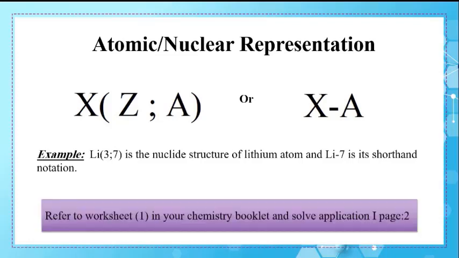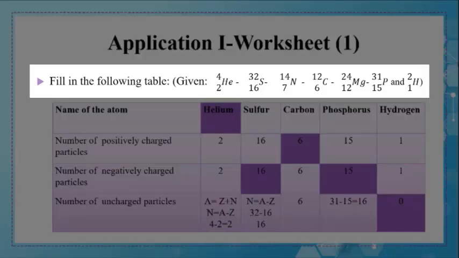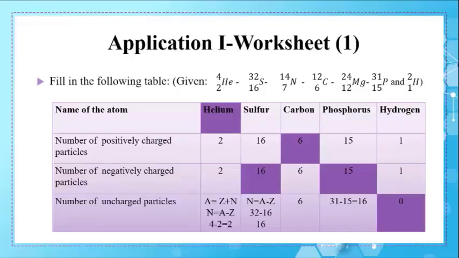Now pause the video, refer to worksheet 1 of your worksheet booklet, and solve application 1. Now it's time to correct the application. In this application, you are given the atomic symbol of different atoms, and you are asked to fill in the table, which doesn't require justification. I'll be discussing just the first two columns of the table.